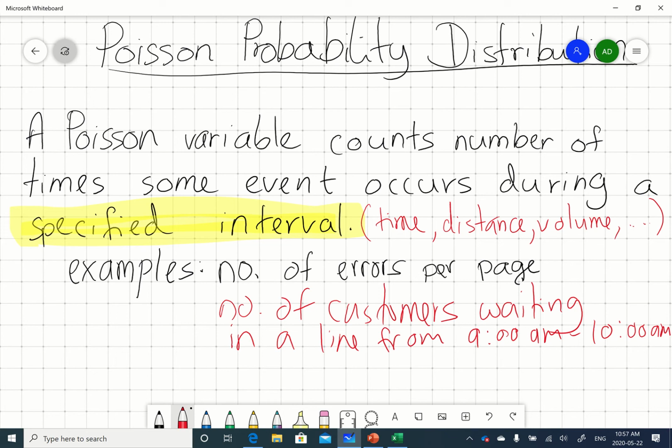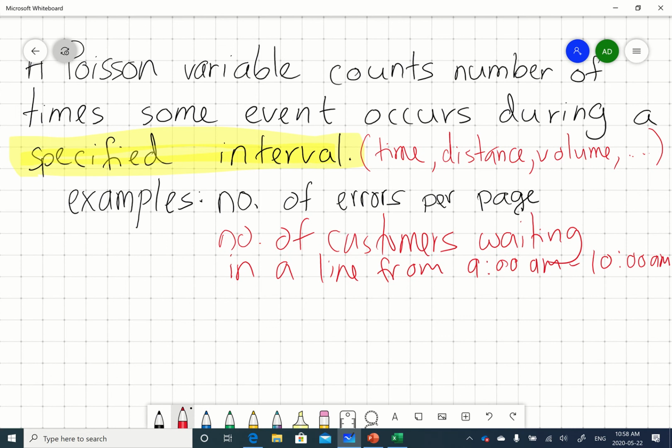So they want to know how many customers would be waiting. They want to count the number of customers that would be waiting in a line to get the checkout done, get the service, and they want to know the chances, right? What's the chance that 10 people would be waiting in a line from 9 to 10 a.m.? So that might be their question. So this is a Poisson variable. So you can build the Poisson distribution around this variable.